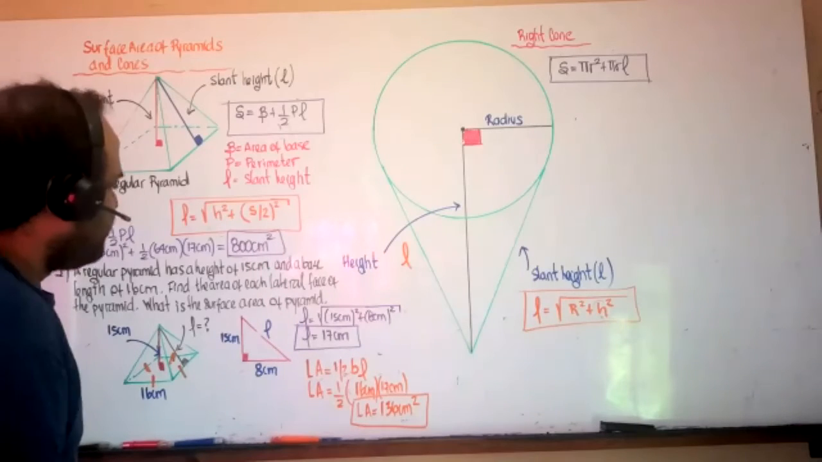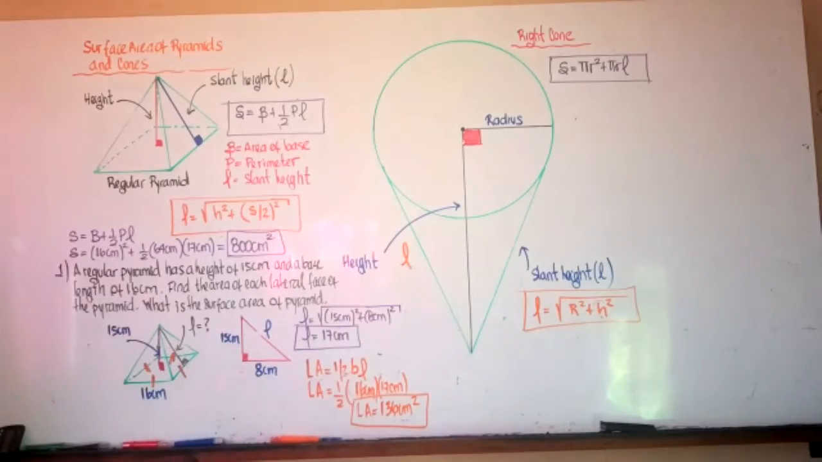Mister, ¿dónde sacó la fórmula de 1/2 BL? Eso se la estoy dando. Lateral area is 1/2 B times L. O sea, para que lo anoten. Lateral area, 1/2 B times L.